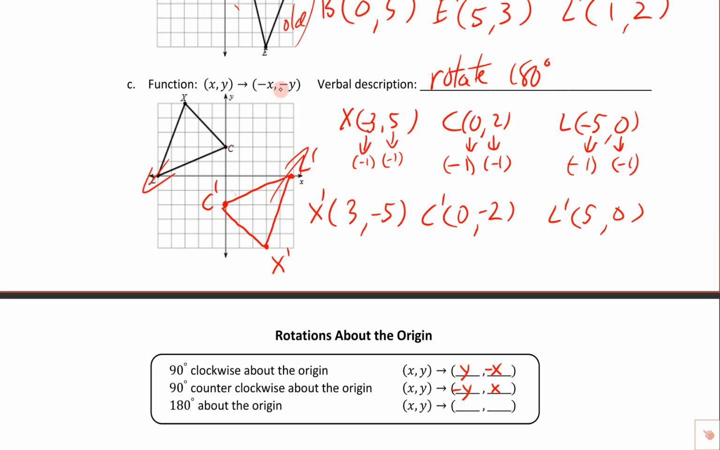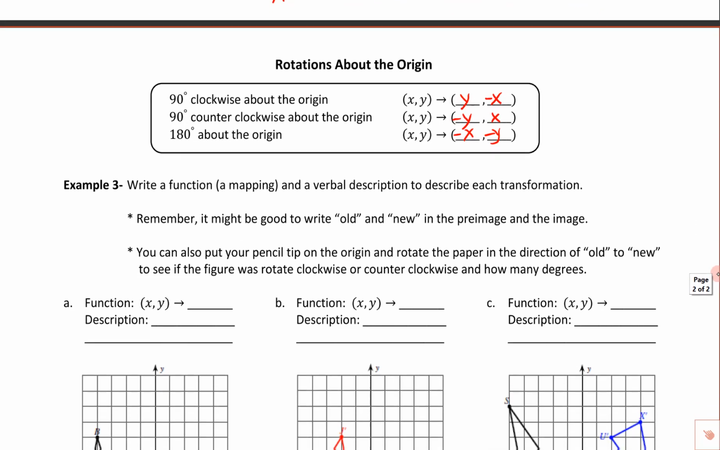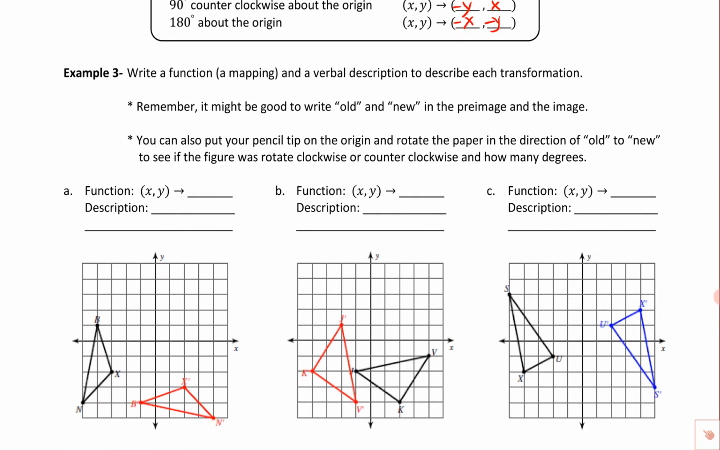All we do is change the sign of each one of them. So the x and y get to stay in the same place. We just multiply each one of them by a negative. Okay? So for example 3, and you've got some on the assignment this way, the good thing is they've already got the pictures for you.